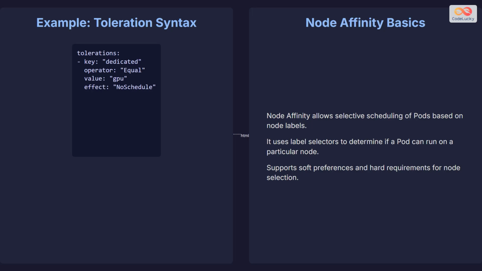A toleration example shows a key of dedicated, operator Equal, value GPU, and effect NoSchedule. This configuration tells Kubernetes that the pod can tolerate the taint on nodes with that key and value, allowing the pod to be scheduled there despite the NoSchedule effect.